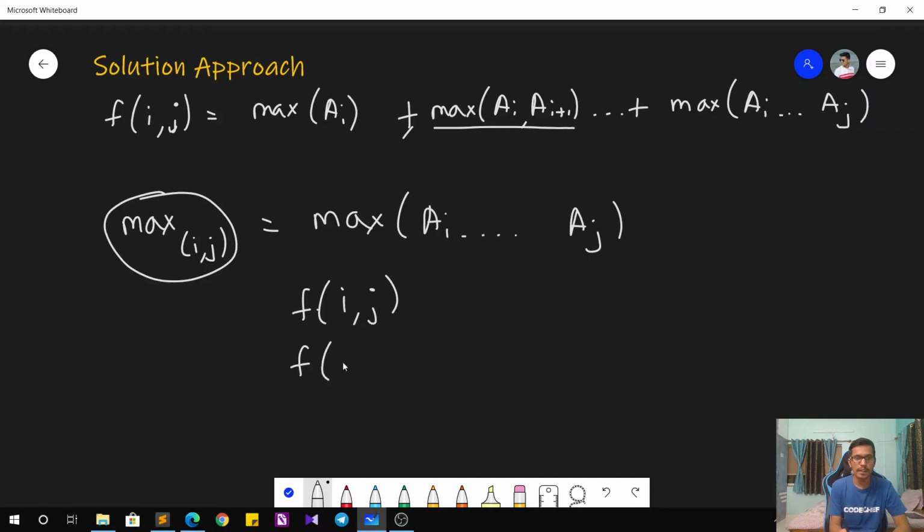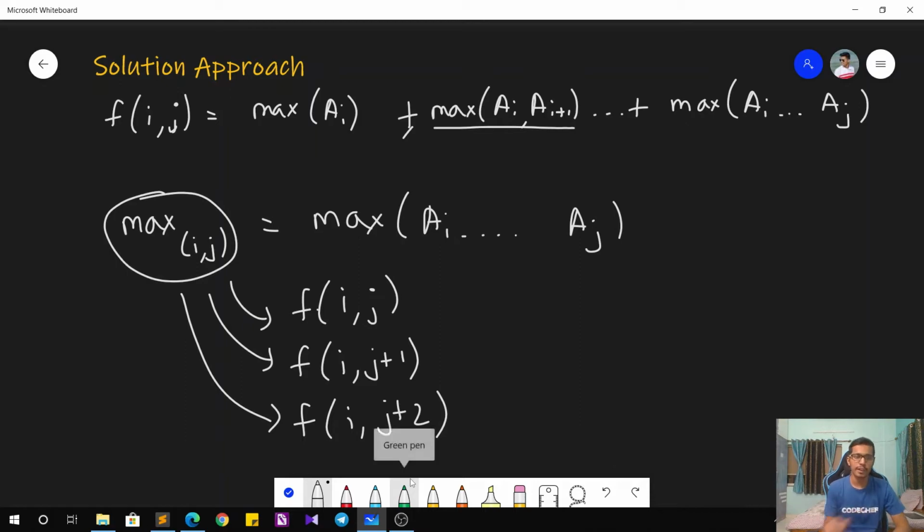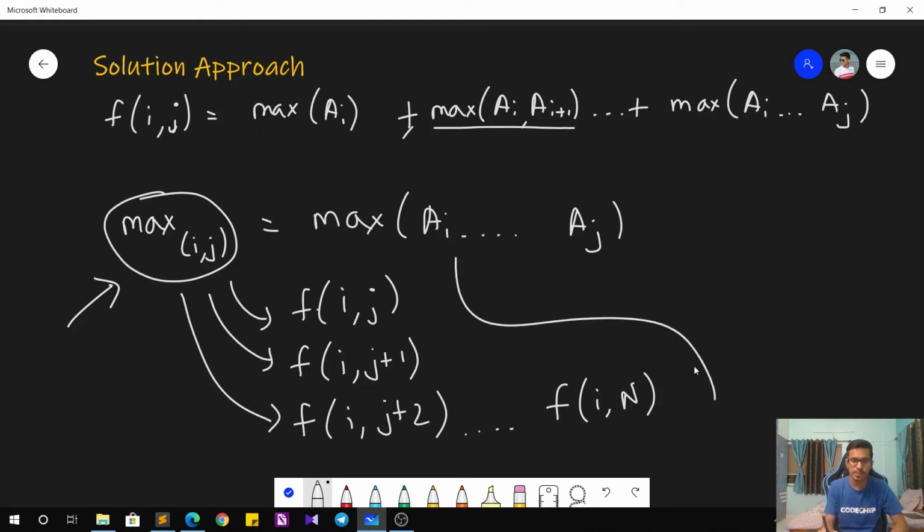Then again, f(i,j+1) also contains this. Again, f(i,j+2). Multiple such terms, all the way up to f(i,n). All these terms contain our term max(i,j). So each such max(i,j) term is part of how many such f terms? The value of j starts from j and goes all the way up to n, so basically these are a total of n plus 1 minus j terms. So each max(i,j) term is considered n minus j plus 1 times. And like this we have to calculate the sum over all (i,j).